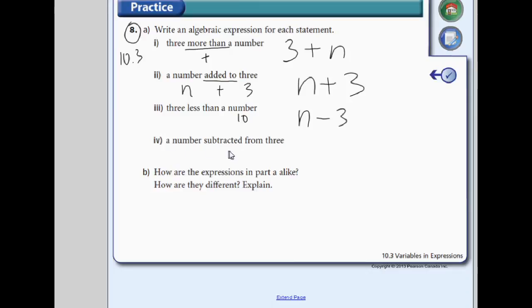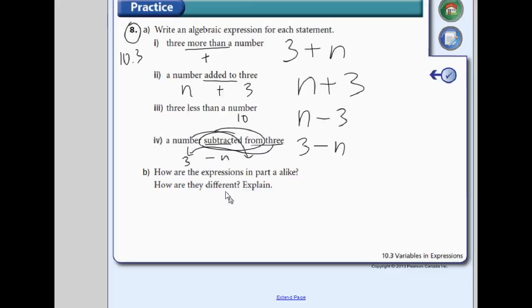A number subtracted from 3. Let's say my number was 1, and I'm subtracting 1 from 3. That would be 3 minus 1. So I have to write 3 minus my number. Remember, when I see subtracted from, the order switches around. The 3 goes to the beginning, and the number goes to the end. So I have 3 minus my number.